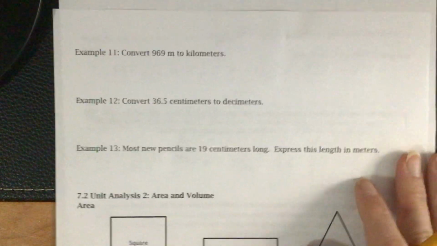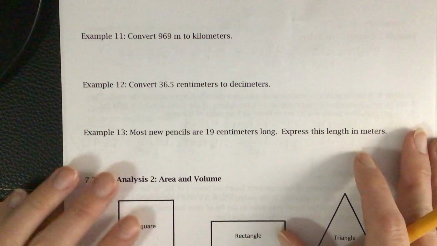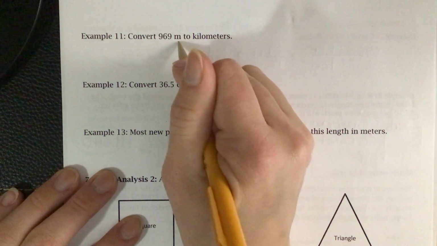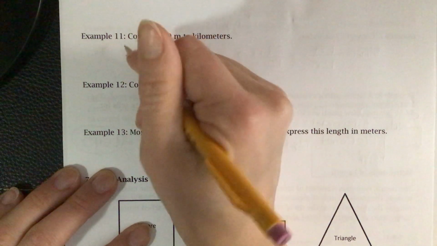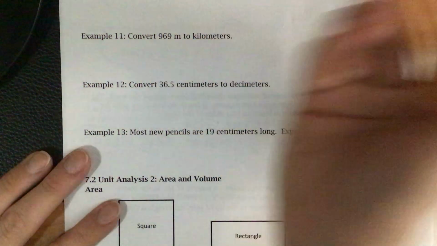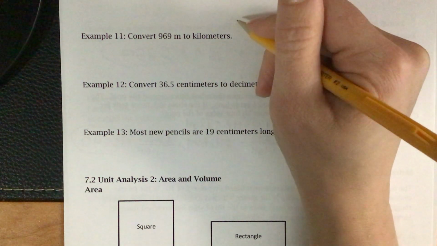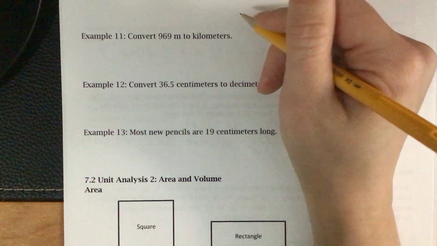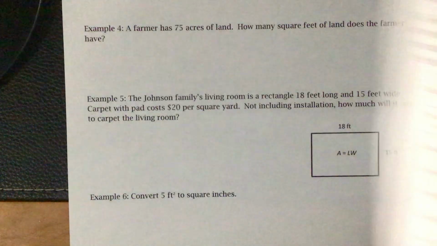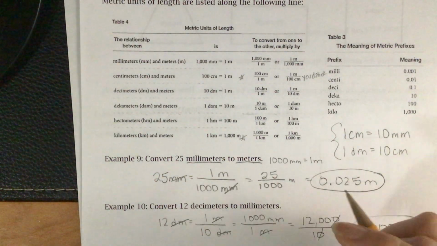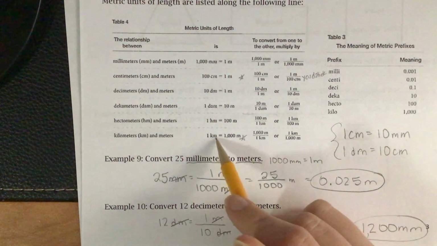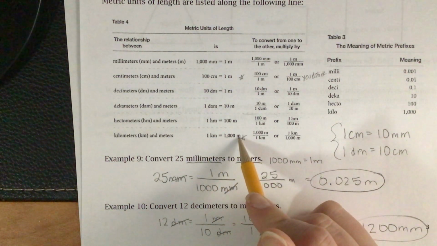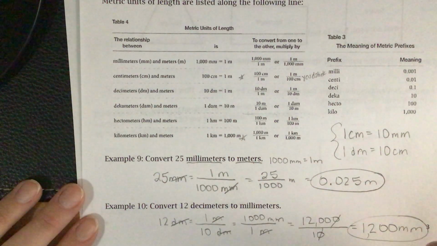Let's try some more. I want to convert 969 meters to kilometers. So we have to know what we need, right? So what do we need to solve this? There are a couple of things that you can look back at, right? What do we know? We know in kilometers that 1 kilometer is 1,000 meters. That's enough, that's all we need, right?